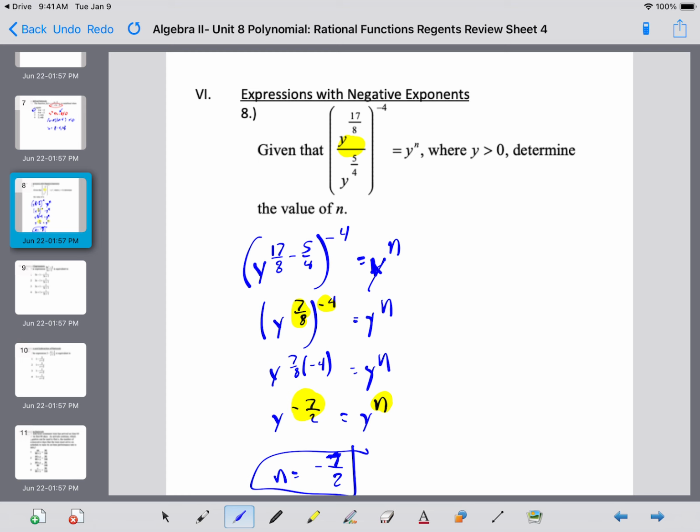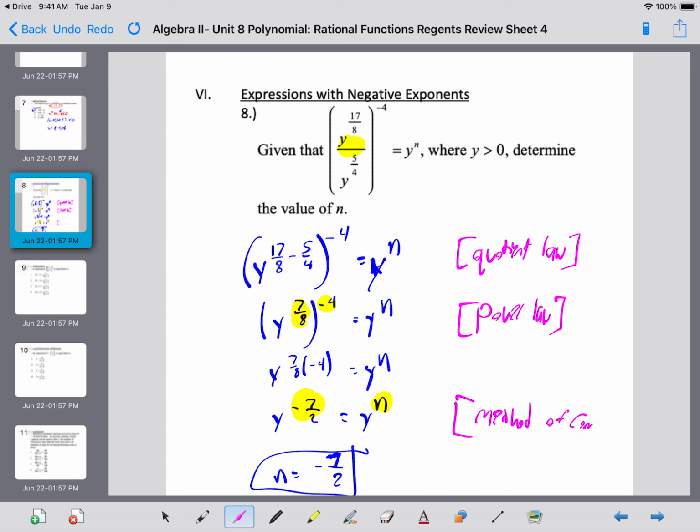So if you wanted to give a little explanation, you can. You could say this is the quotient law that we use. Then we use the power law. And then we use the method of common bases.